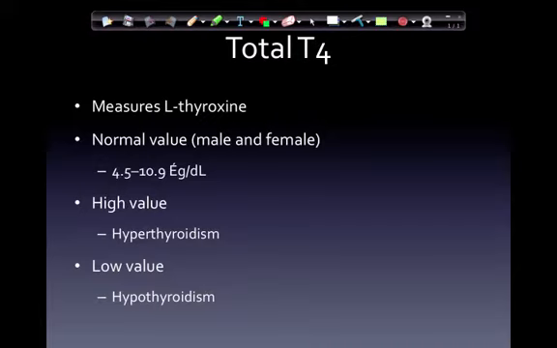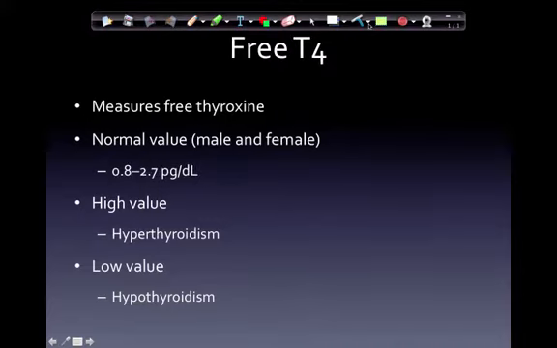Total T4 measures L-thyroxine, normal values for male and female, 4.5 to 10.9 micrograms per deciliter. High value, hyperthyroidism. A low value is hypothyroidism. Again, on all of these numbers, please pay attention to the reference laboratory's values. Free T4 measures free thyroxine. Normal values for male and female, 0.8 to 2.7 ng per deciliter. High value, hyperthyroidism. Low value, hypothyroidism.